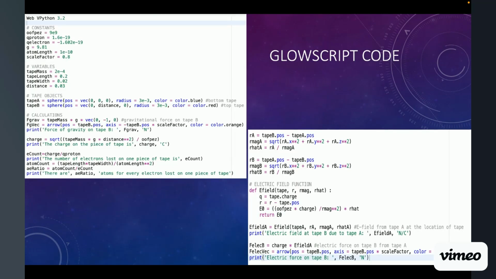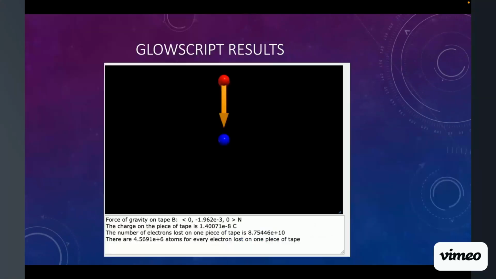So now this is our GlowScript code. Of course, we have our constants and some of our variables. We have our tape objects just for our visualizations and calculations, and this is where we create our gravity, our forces, our charges, our ratios, basically all the stuff that we did earlier. After we created everything in our GlowScript code, I submitted it and I got my results.